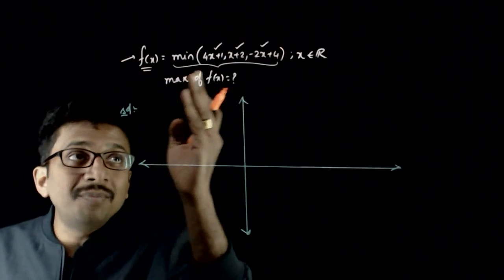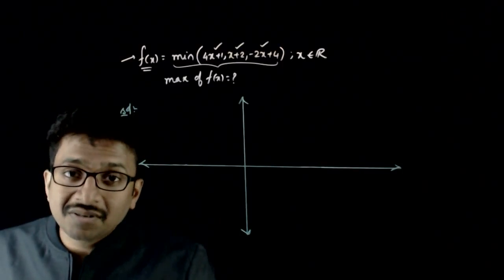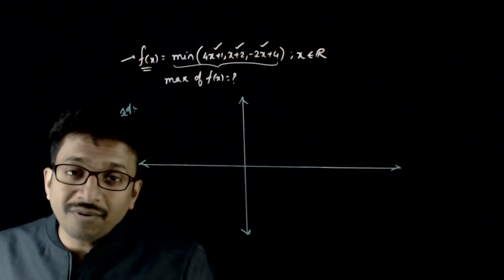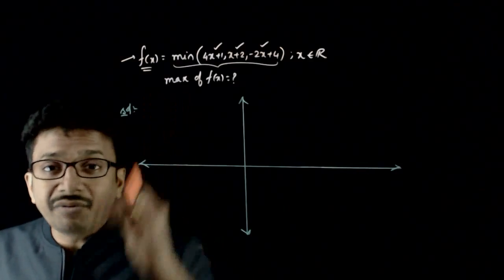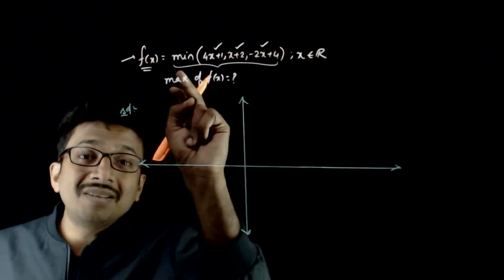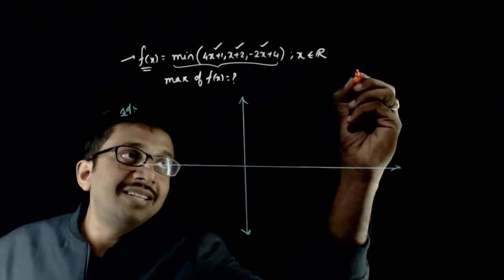So my f of x is the minimum of these three. First, let us try to draw the graph of f of x, and from that graph of f of x, you can get the maximum of f of x. To draw the graph of f of x, we need the graphs of these three functions, because my f of x is the minimum of these three. So first let me analyze these three functions.